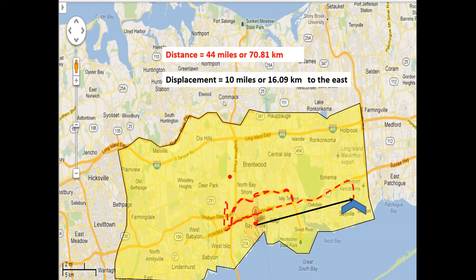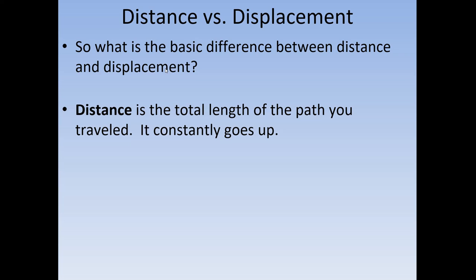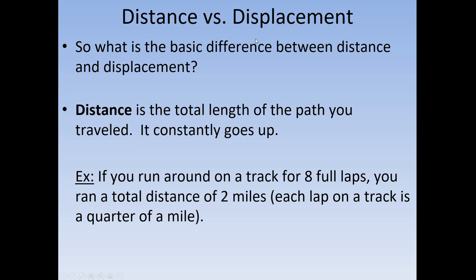They're very similar terms in that they're both measurements of length, but their reasons and their meanings are slightly different. So you want to make sure you know that. So, distance is the total length of the path you traveled. This is a number that constantly goes up. The more you move, it goes up and up. A good example is if you go on a track and you do 8 full laps, then you end up running a total of 2 miles. Again, the distance constantly goes up. It doesn't matter if you're going forward or backwards, your distance is still increasing.